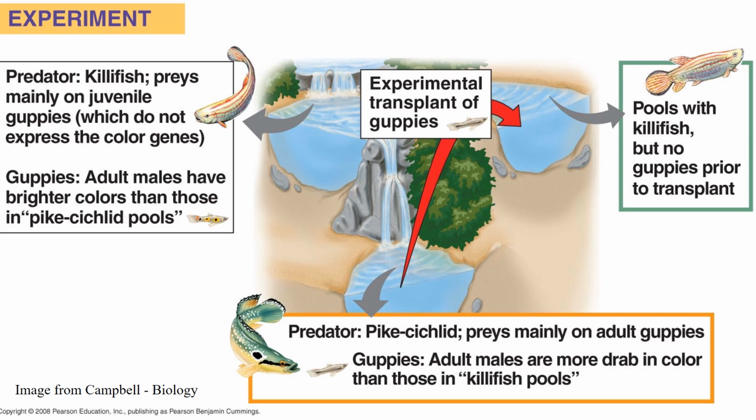This is a large predator, a largemouth predator. The pike cichlid mainly preys on the adult guppies. So it's eating big food. The small predator is eating small food, the juveniles, and it basically leaves the adults alone.